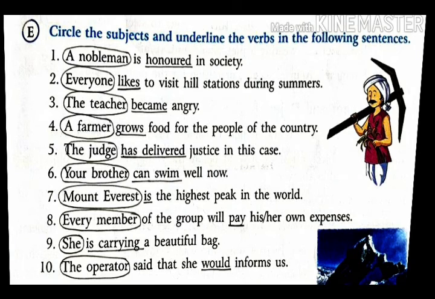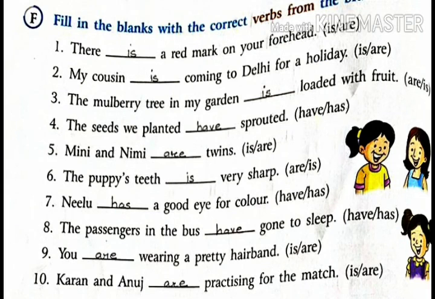E. Circle the subjects and underline the verbs in the following sentences. So what we have to do? We have to circle the subjects and after that we have to underline the verbs. For example, a nobleman is honored in society. A nobleman will be the subject and honored will be the verb. F. Fill in the blanks with the correct verbs from the bracket. So in the bracket verbs have been given. We have to choose the correct verb. Like, there (blank) a dark mark on your forehead. "Is" or "are" is given in the bracket. So the right answer will be "is".